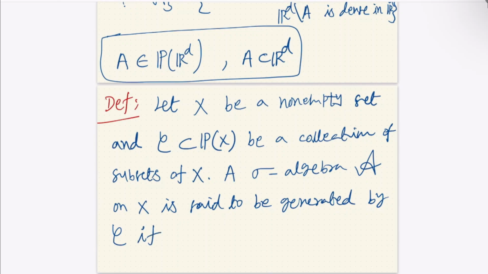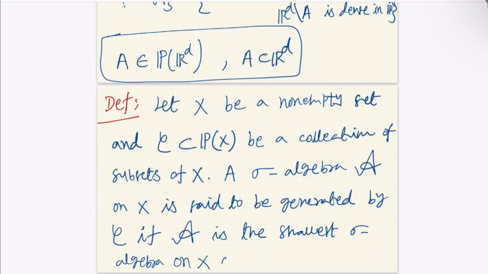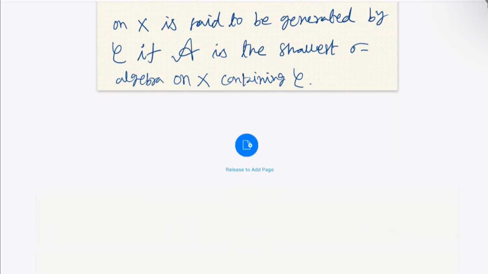When do we say this is generated by C? If A is the smallest sigma algebra on X containing C. The same is true in vector space too. If you have a bunch of vectors given to you, the vector space spanned by or generated by them, you can use both words. That is the smallest vector space containing those vectors. So it is the same thing here: containing the collection C. This is the simplest parallel definition.